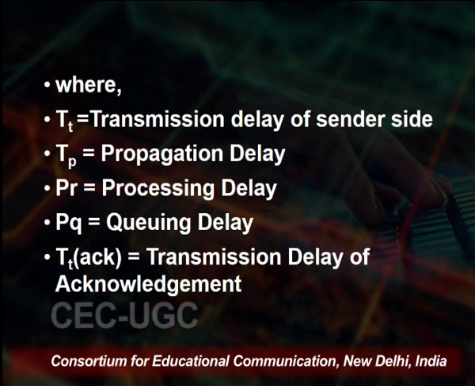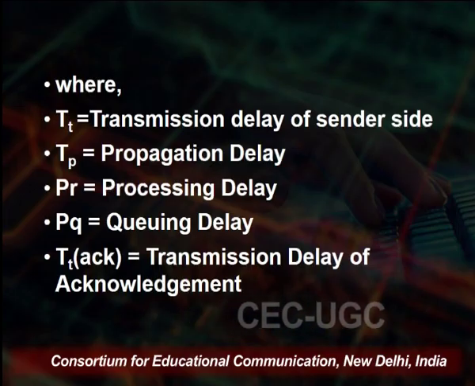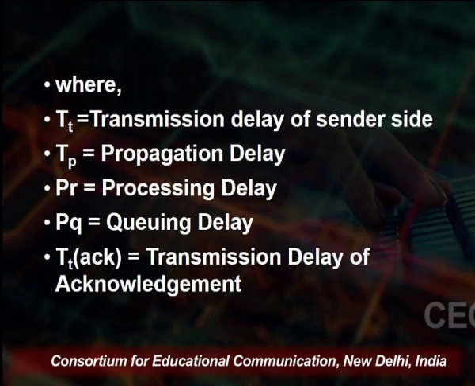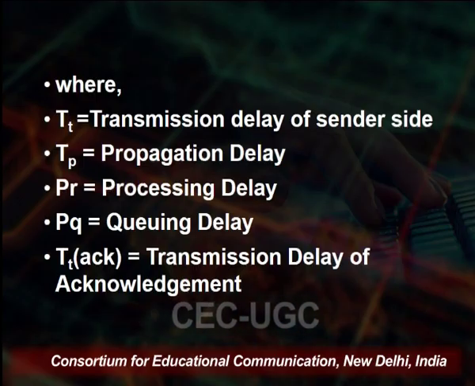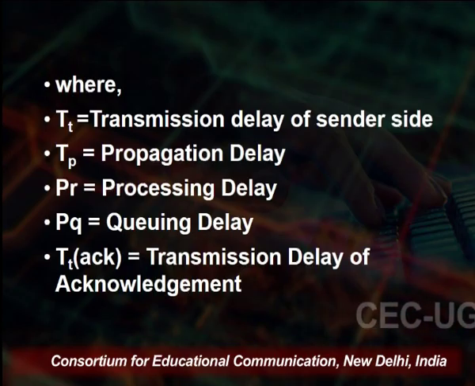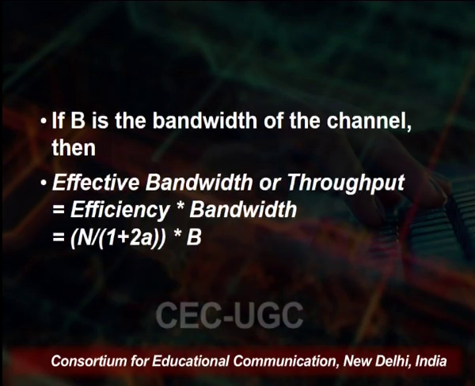What are the values we are going to have? Transmission delay on the sender side, then propagation delay, then some processing delay at the receiver side, then there could be a queuing delay, with multiple packets or multiple acknowledgements in the queue, then the transmission delay of the acknowledgement also. The sum of all these times has to be taken into consideration when we talk about the total time. So, N into useful time divided by total time is going to be the efficiency.